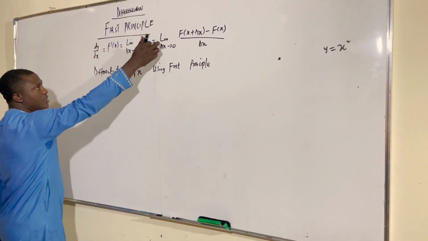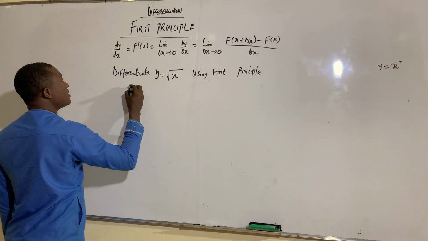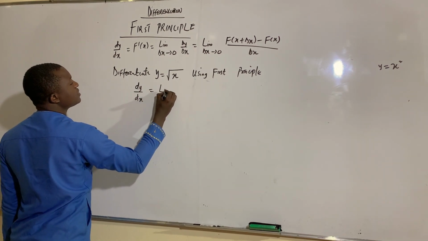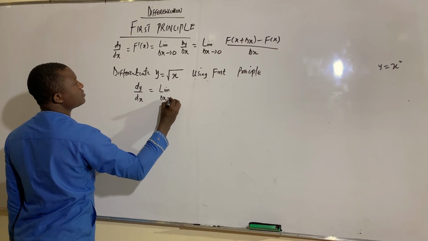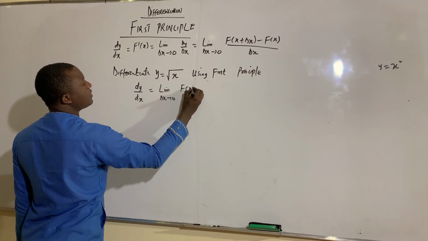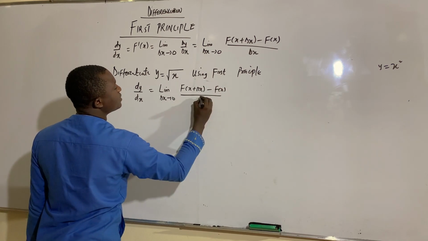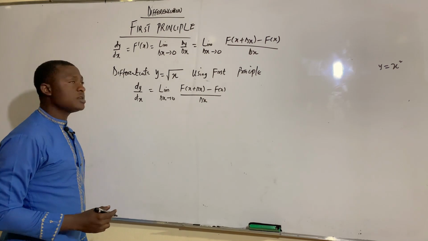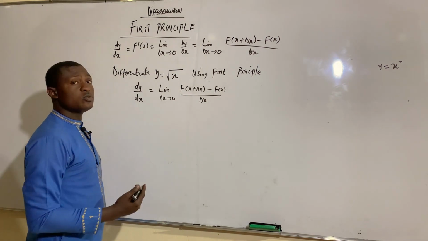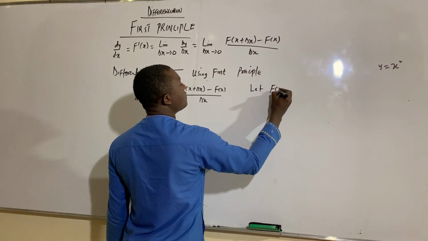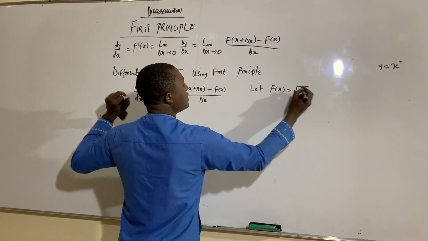So now if I use this one, what I have here is dy/dx is equal to limit of change in x to 0 for f of x plus change in x minus f of x over change in x. So meaning, I told you the function you will let it to be f of x. So here I can say let f of x to be the problem we are given, root of x, right?